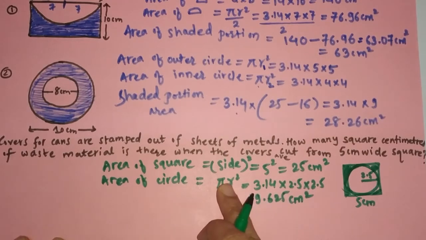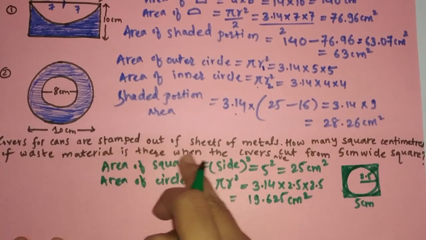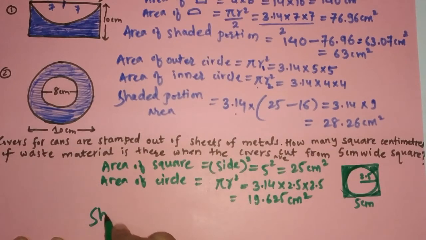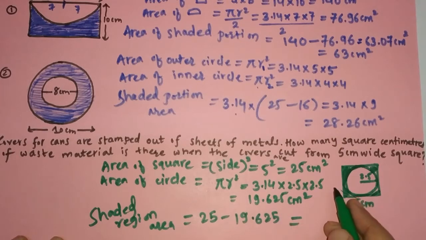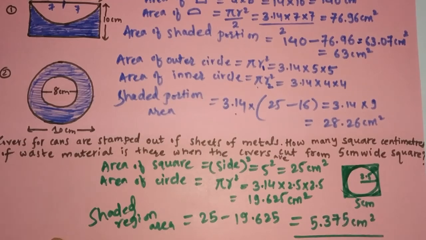And the waste area we have to find out. The waste material is when the cover is cut. So your shaded region will be the outer square minus the inner circle, 25 minus 19.625. So we'll get 5.375 centimeter square.